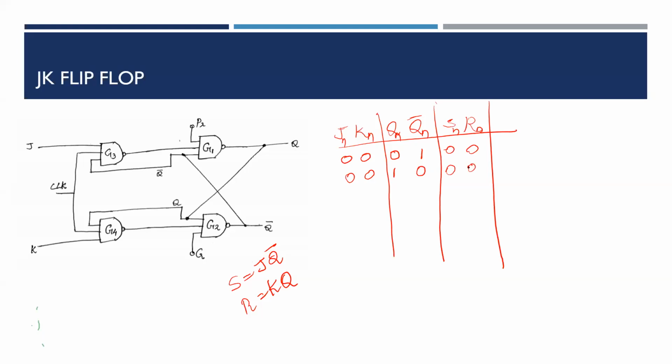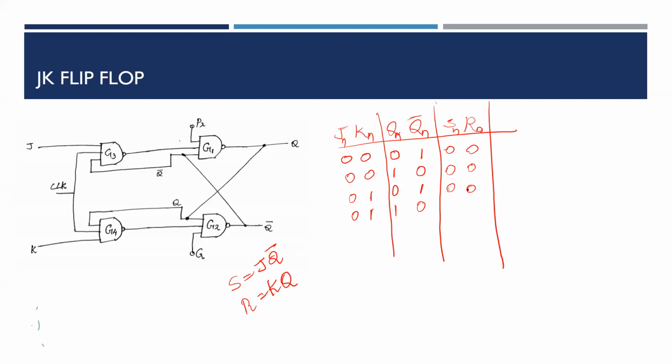Okay. The next possible combination for Jn, Kn is 0, 1. Qn may be 0 or 1. If Qn is 0, Qn bar is 1. If Qn is 1, Qn bar is 0. So what will be the value for Sn here? 0. J into Q bar, 0 into 1, 0. What about R? K into Q, 1 into 0, 0.